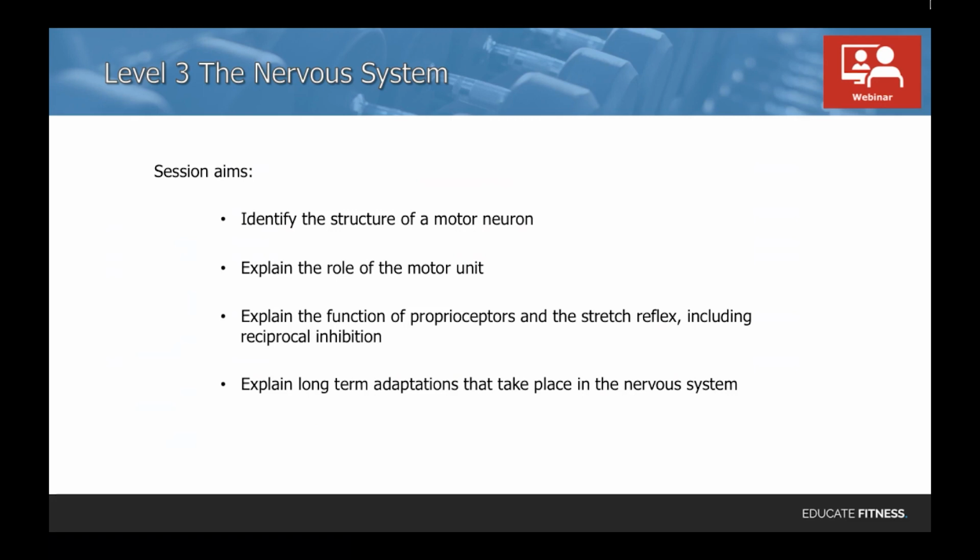We're going to identify the structure of a motor neuron and explain the role of the motor unit. We're going to explain the function of proprioceptors of the body, including the stretch reflex and reciprocal inhibition. And finally, we're going to talk about adaptations, so improvements that take place in the nervous system after we do training for a long time. So let's move on.